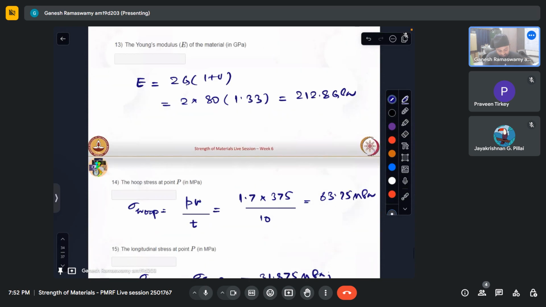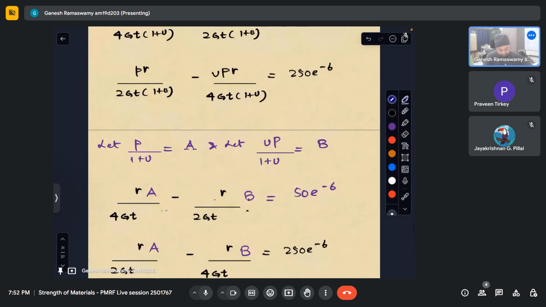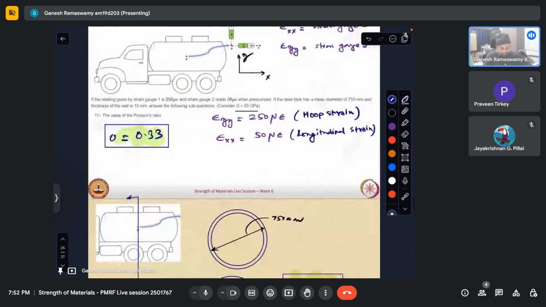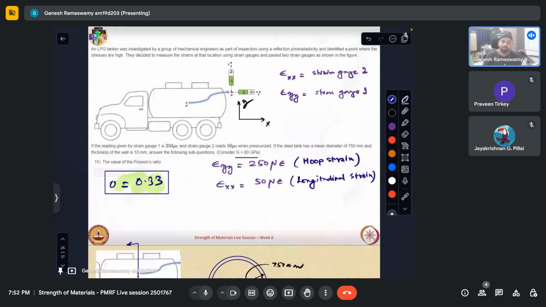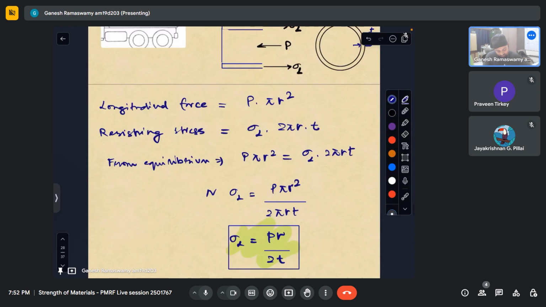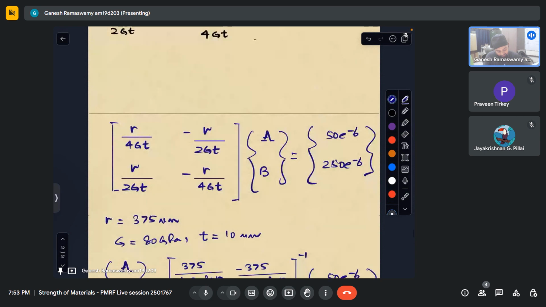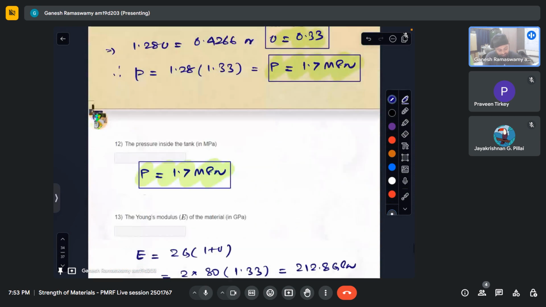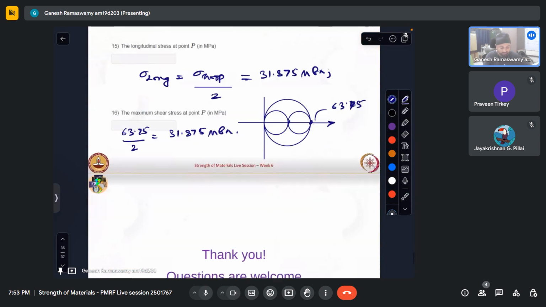Had this question given us E directly, we wouldn't have been required to go through such a circuitous route to find it, but this gave G instead of E. So as engineers, we should be comfortable in maneuvering between the elastic constants. So that is how we have addressed this question, and we have been able to obtain the material property, internal pressure, and the hoop stress and longitudinal stress.